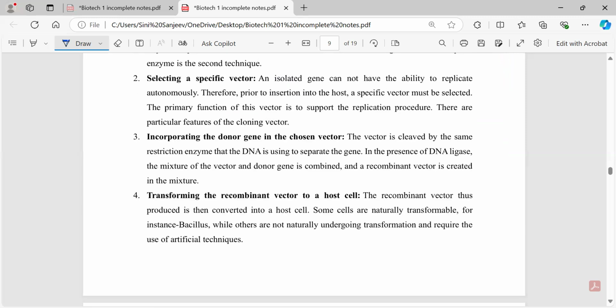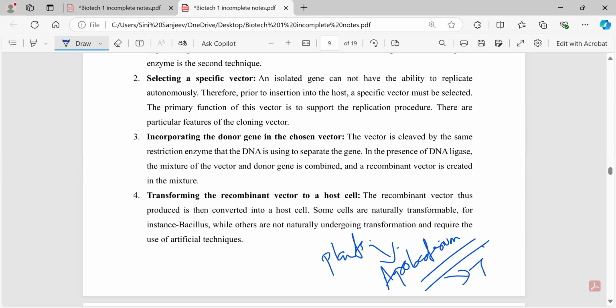If you take plants, basically you have agrobacterium. There is a microorganism called agrobacterium. This agrobacterium is nothing but a pathogen. Usually in dicot plants you will find this agrobacterium. It has the capacity to deliver your tDNA, that is your transfer DNA.